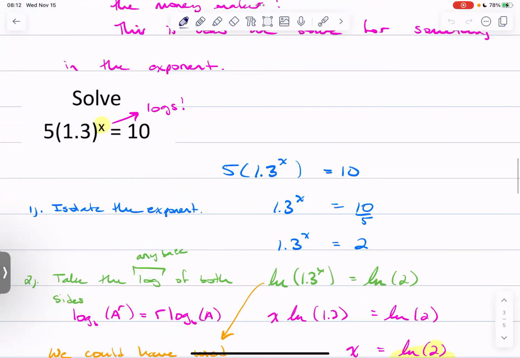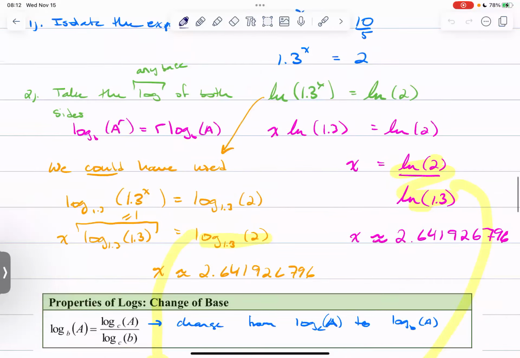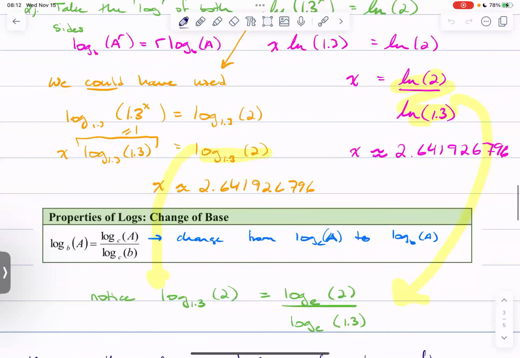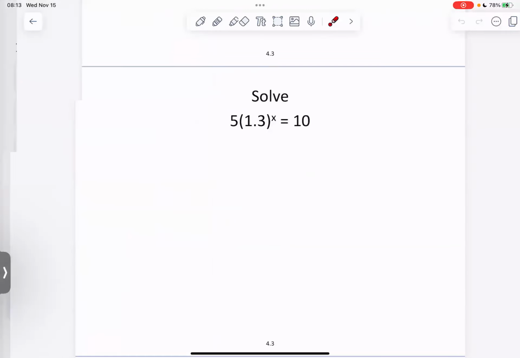That's when we introduced the change of base formula. So we saw that the natural log of 2 over the natural log of 1.3 is the same as log base 1.3 of 2, right? We get the same answer. That's from last day. So we're ready for the next example.